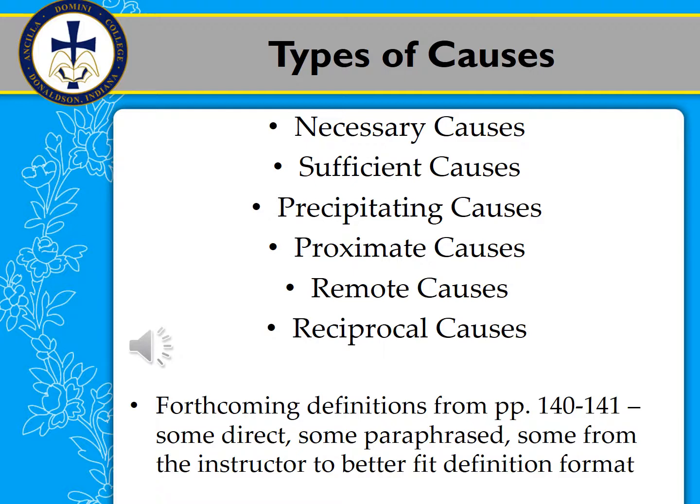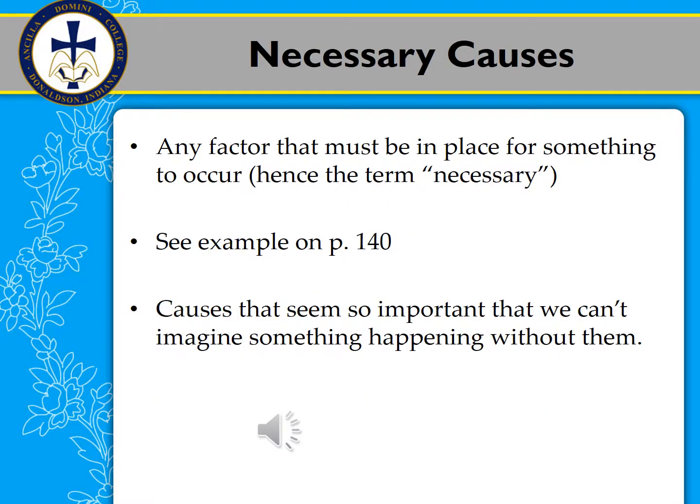So here's a quick list, and we're going to discuss them individually. First one is necessary causes. And this is a cause that can best be defined as any factor that must be in place for something to occur, hence the term necessary.